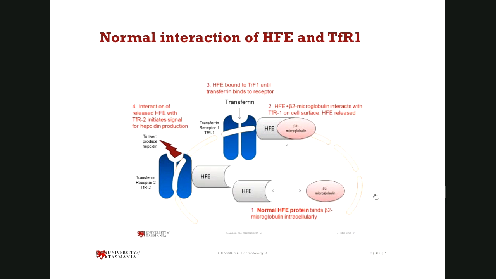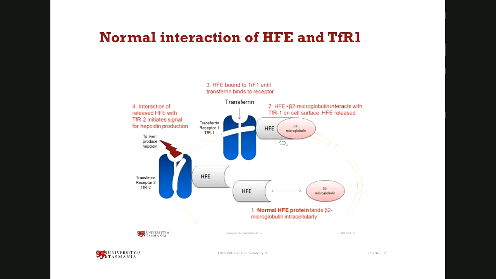The default is to absorb and store iron, and so it is the regulatory processes such as hepcidin which actually help to block that absorption and storage. So we start down here with our normal HFE protein, and what happens in the body cells is that it binds to a beta-2 microglobulin, and then this compound makes its way to the cell surface, and it interacts with transferrin receptor 1.